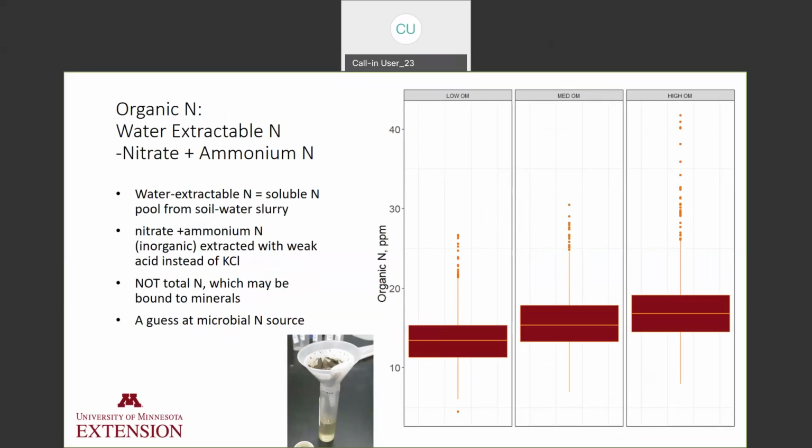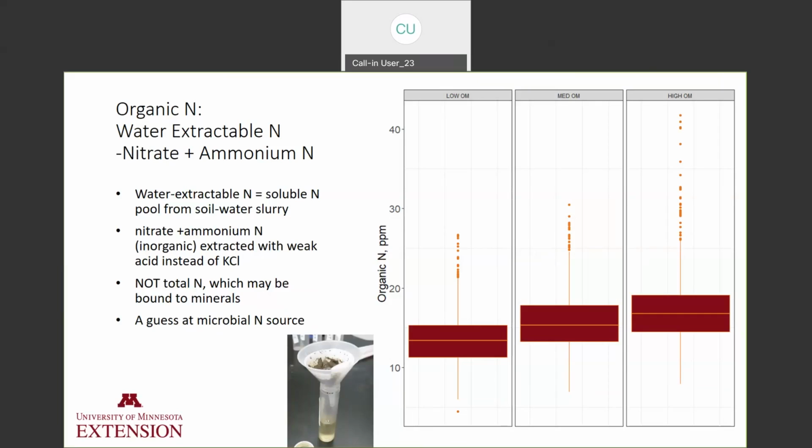Next, we get into nitrogen. Water extractable nitrogen is measured in the same procedure as water extractable carbon. Again, we have the funnel, the shaken water soil slurry, and the nitrogen in the water that slips out. However, they present organic nitrogen as that total water extractable nitrogen, and then they subtract nitrate and ammonium nitrogen, or the inorganic pool.